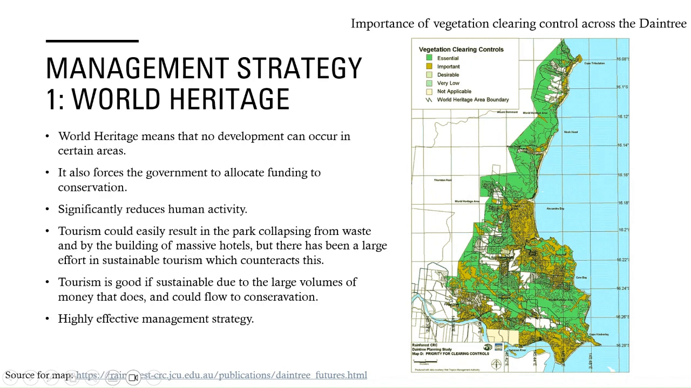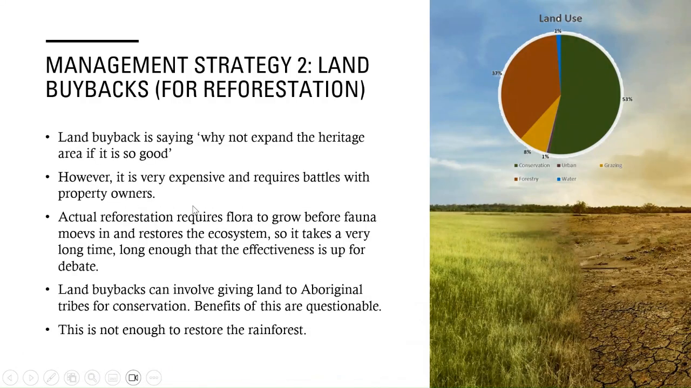Restoration efforts have been moderately effective and have kept the park from declining at a faster rate. Land buyback to expand the space conserved is an effective strategy, but it requires consent from property owners and a lot of money. Without land buyback, the size of the rainforest cannot return to its former size. And even then, for the land to be restored, it takes decades, so the jury is still out on its effectiveness, but it is still worth attempting.